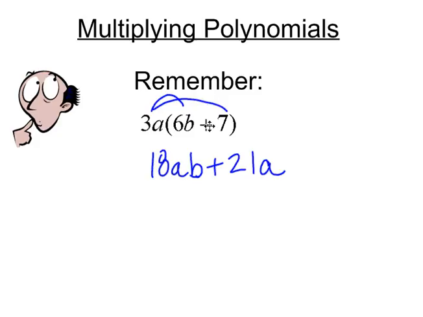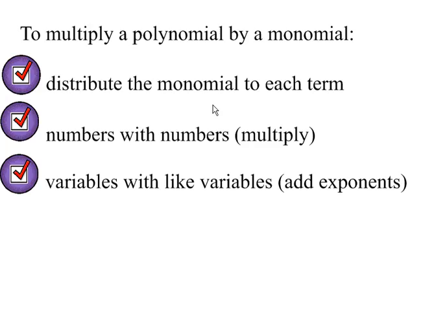Now, if we put this in an order that we can think about as steps, remember when we multiply a polynomial by a monomial, distribute the monomial to each term. With the numbers, we're going to multiply those together, and the variables with like variables. In other words, we're just going to add the exponents. So let's take a look at a few problems to see if we can practice these steps.